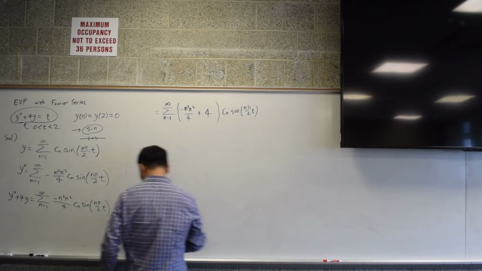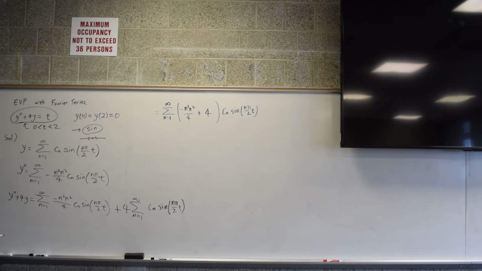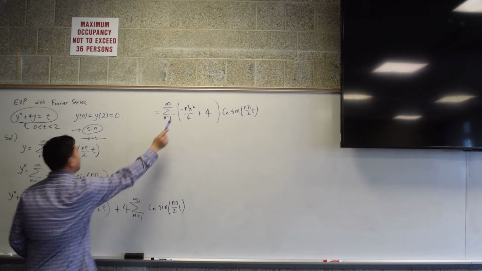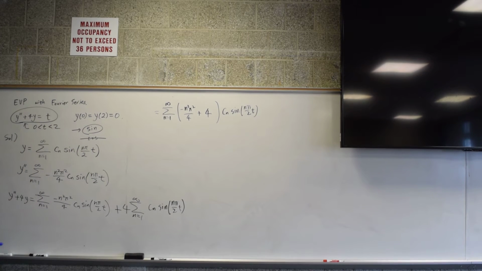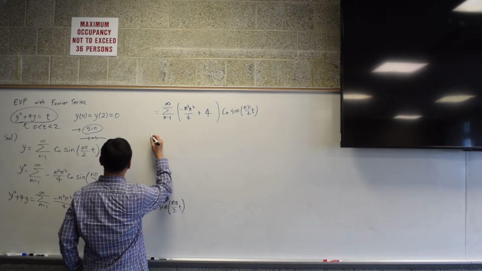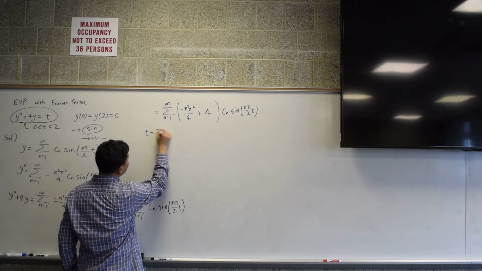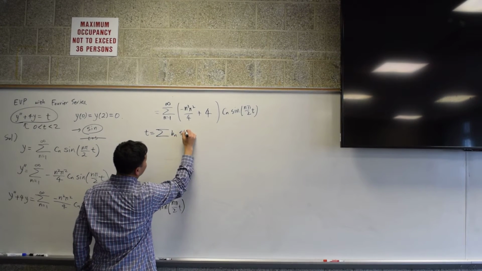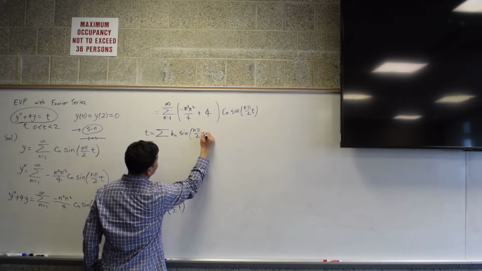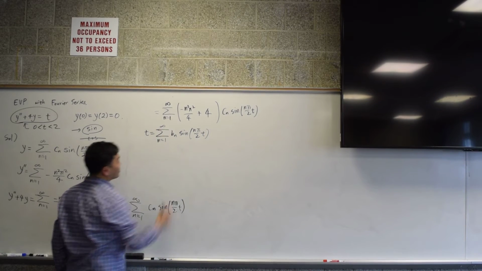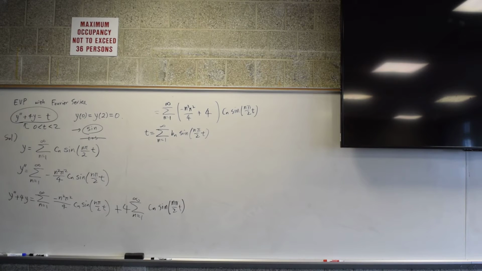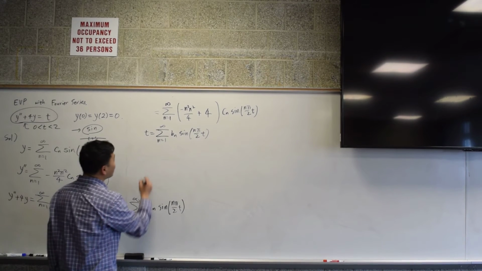All right, so back to this. What should we do? What's our strategy? How do you match this with this to figure out what Cn should be? No idea? Integrate. Well, no, we take the sine series of t. We want to represent t as the sum of bn sine(n pi over 2 t). That's the goal. So how do we find bn?